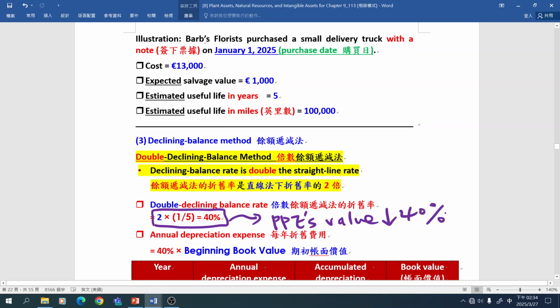Okay, I know 40%. 40% of how much? So you have to finish your table. Find out 40% of how much, right? So how to get how much? Beginning book value times 40%. I know the value decrease how much, right? Okay, please finish by yourself.